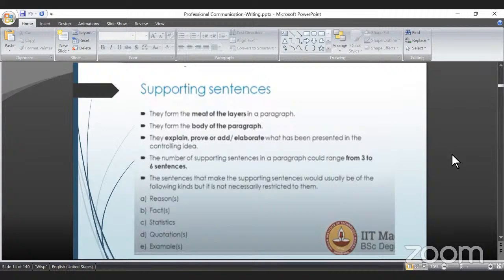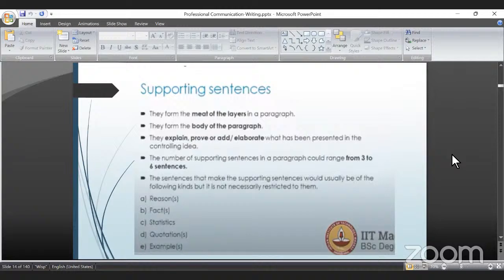Everything is significant, every part is significant, but you can say the most detailed part of anything is referred to as the body of that. So the supporting sentences are the body of any paragraph. They give you the essential details, everything that makes your paragraph serve the purpose that it is supposed to, right? So that is what supporting sentences functionally do.